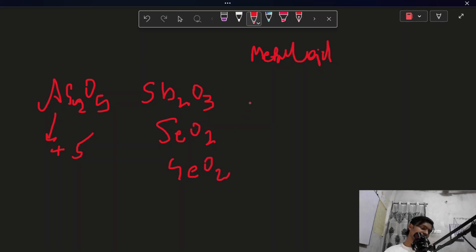GeO2 is acidic and TeO3 is also acidic. And besides this, the oxides of non-metals are all acidic, for example N2O5, CO2, NO2, B2O3, right.